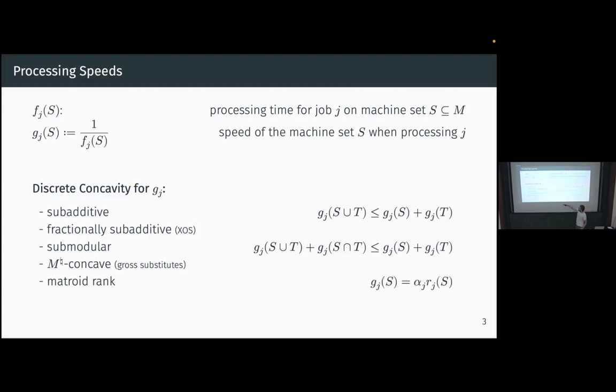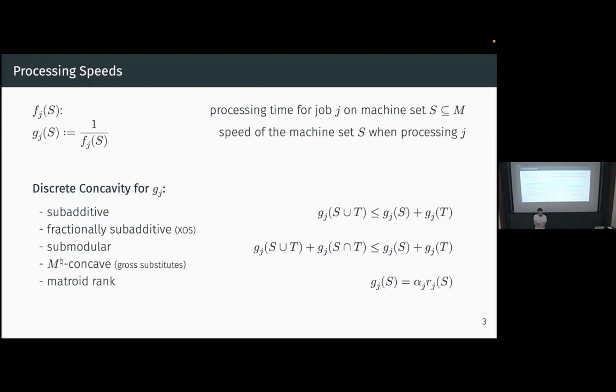I just want to mention the last case here, matroid ranks. What I mean by this is that the function is just the rank function of some matroid, where the matroid depends on the job, times some factor here, so it doesn't get too boring, right? So that you almost scale the amount of work that has to be done for the job.